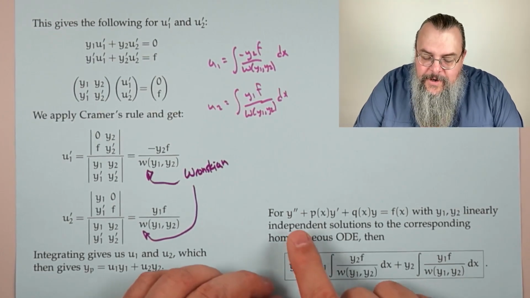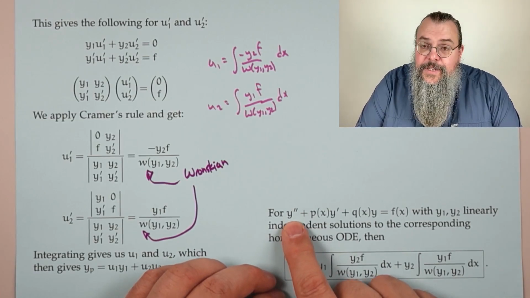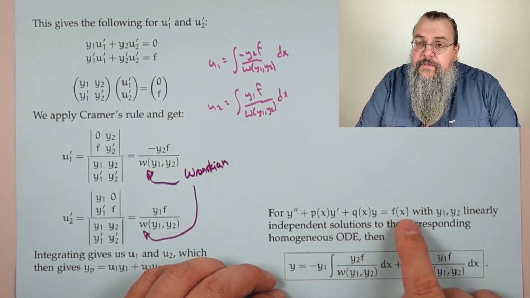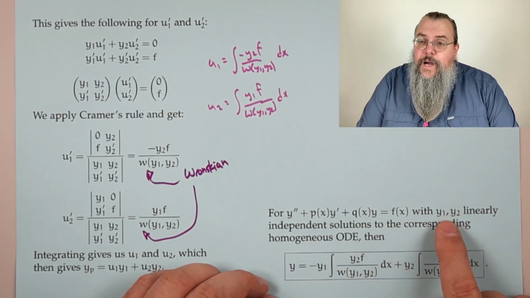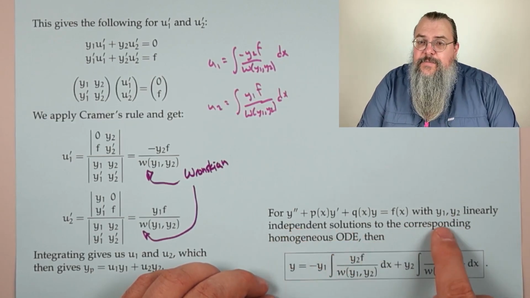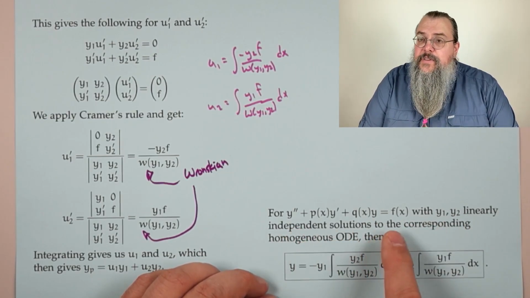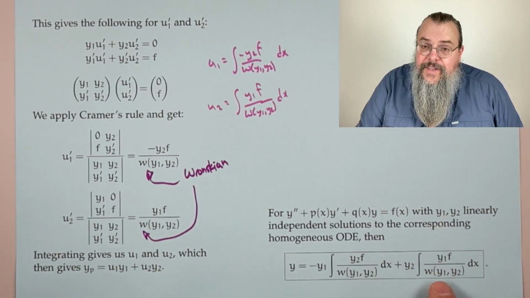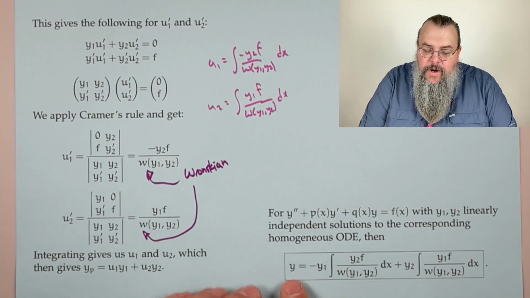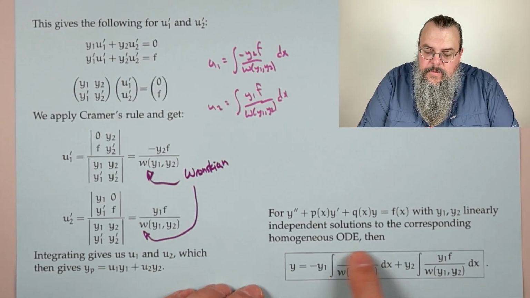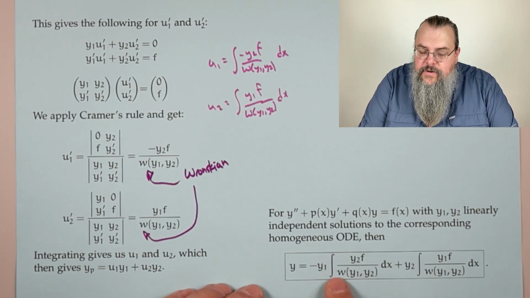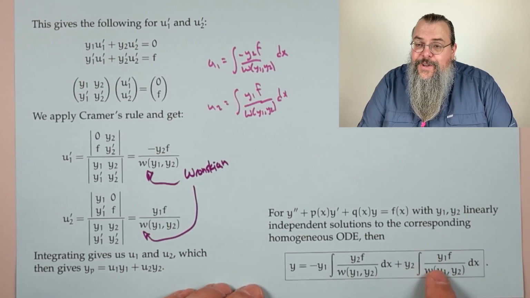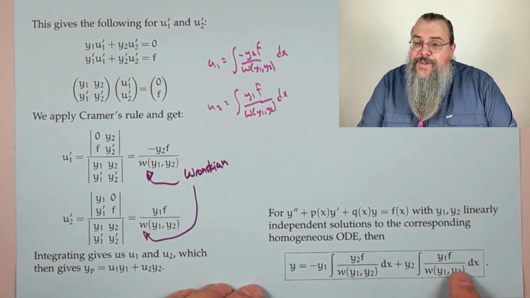All right, so for our second order differential equation, of the form y double prime plus p of x y prime plus q of x y equals f of x, where y1 and y2 are linearly independent solutions to the corresponding homogeneous ODE, in other words, they're the y sub c. We want them to be linearly independent, because we're going to use the Wronskian. Then we have that y is minus y1 integral of y2f over the Wronskian of y1, y2 dx, plus y2 integral of y1f over the Wronskian of y1, y2 dx.